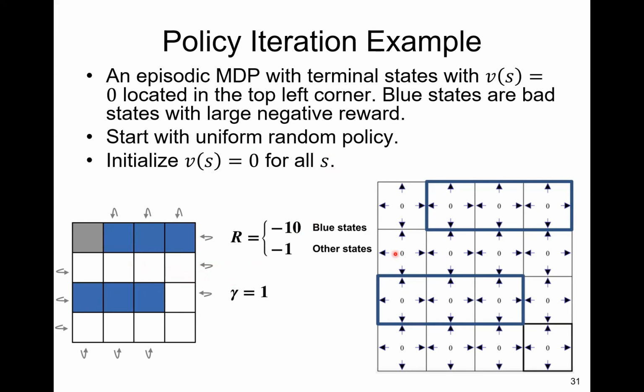So the goal of the agent is to go into the terminal state as soon as possible, while trying to avoid the blue states. Intuitively, you can see the optimal policy is this. In this state, it should go right. This state should go right. This should go up. Should go up. So you should learn this policy. But initially, you don't know that, so you start from uniform random policy.